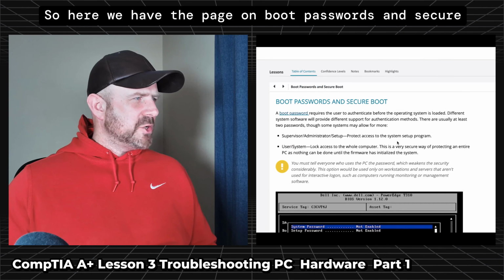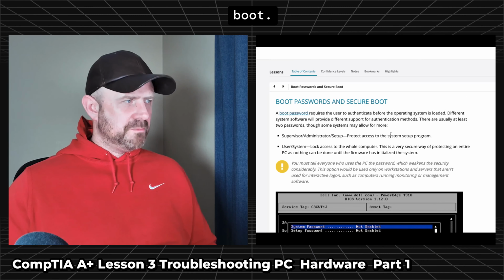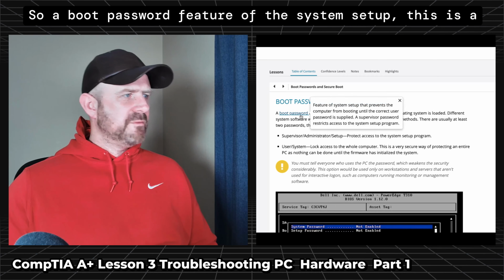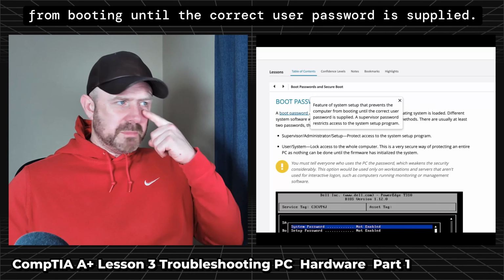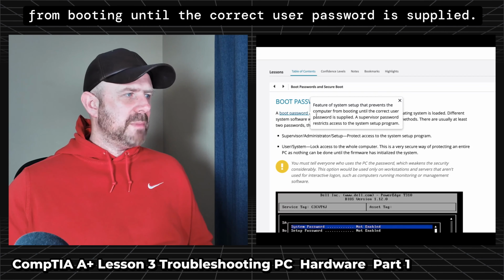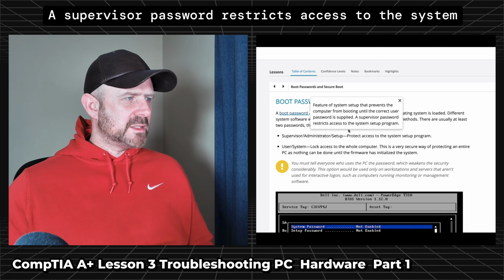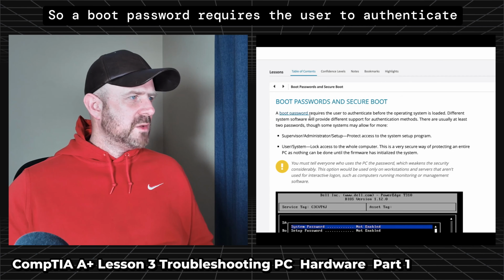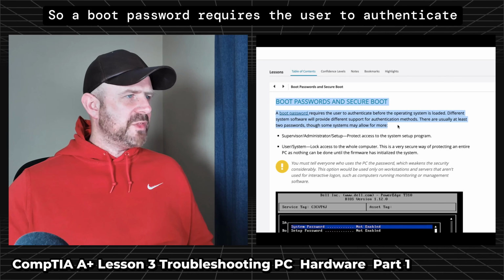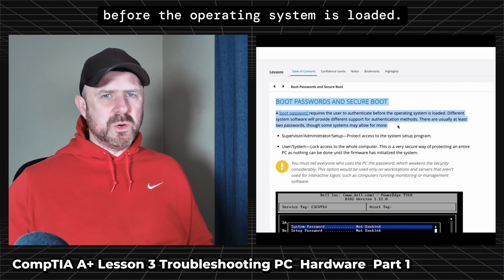So here we have the page on boot passwords and secure boot. A boot password is a feature of the system setup that prevents the computer from booting until the correct user password is supplied. A supervisor password restricts access to the system setup program. So a boot password requires the user to authenticate before the operating system is loaded.